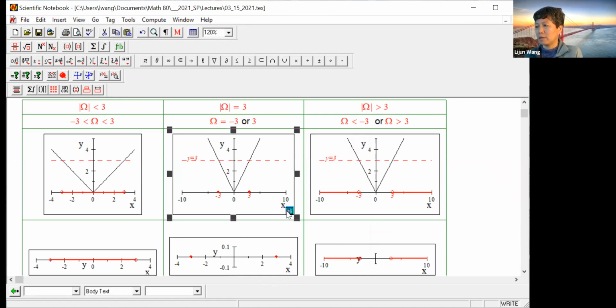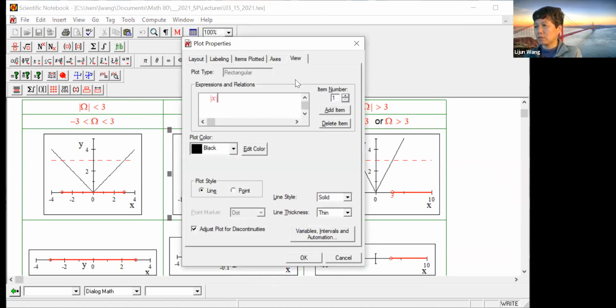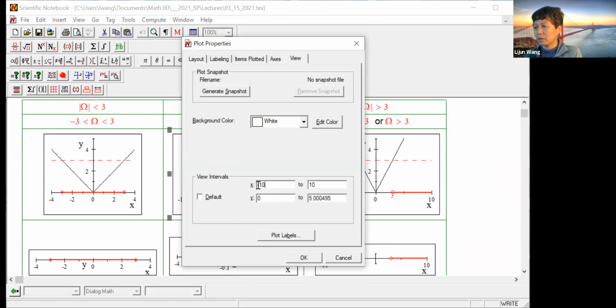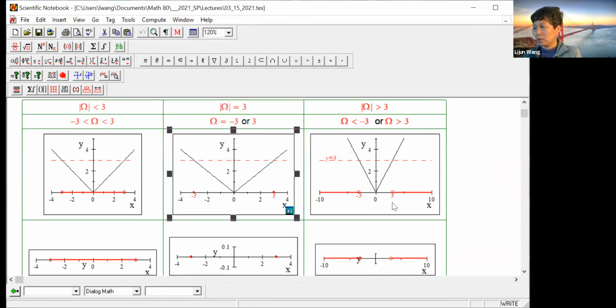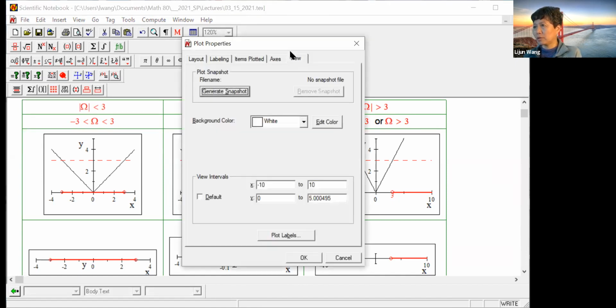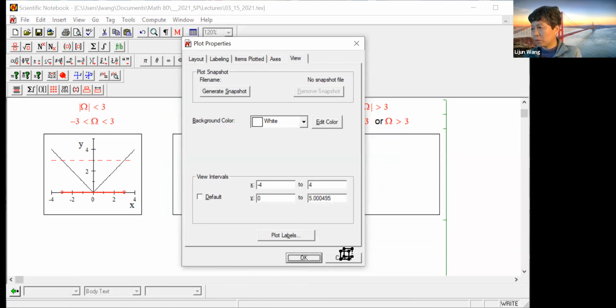I'm going to make some adjustment to these scales, -4 to 4. And this will mean these scales are more comparable. Even though it doesn't matter either way, they're good.